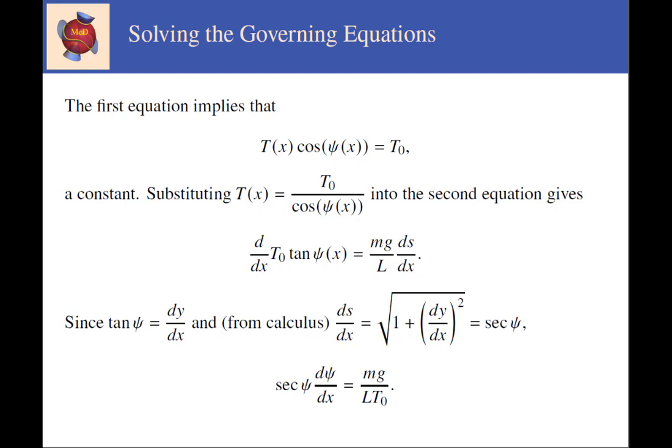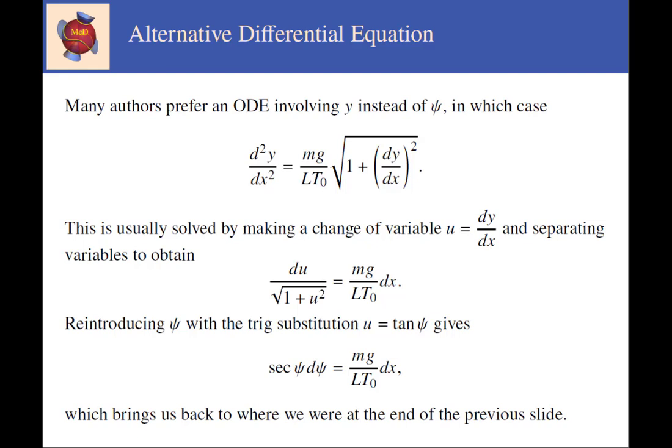The first differential equation implies that t times cosine psi is a constant, which I'll call t naught. If you solve for t and plug that into the second differential equation, that gives you an equation for psi. That differential equation is separable, so it's easily solved. Nevertheless, many authors prefer an ordinary differential equation in terms of y, in which case the second derivative of y with respect to x is equal to a constant times the square root of 1 plus dy dx squared. This equation is usually solved by making a change of variable for dy dx, followed by a trig substitution that essentially brings us back to working with psi. So why bother?